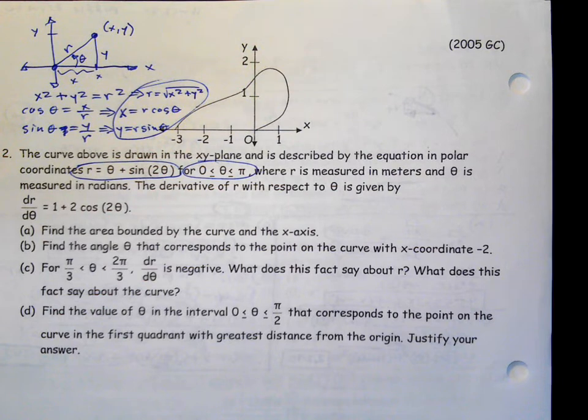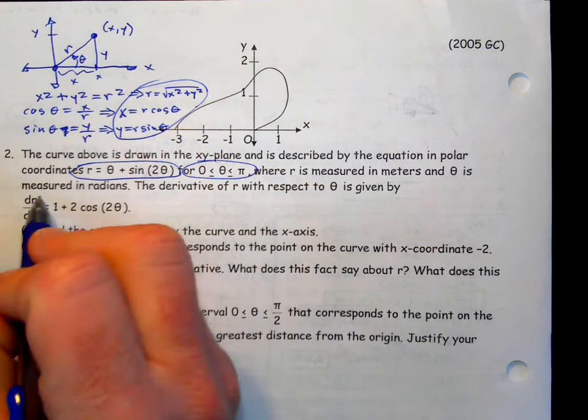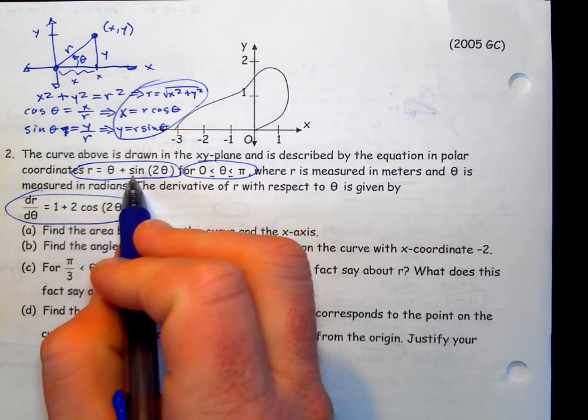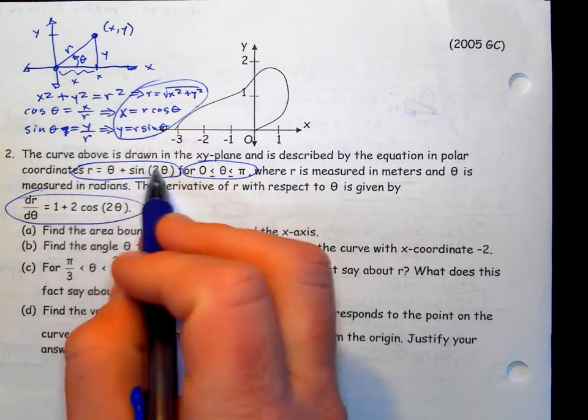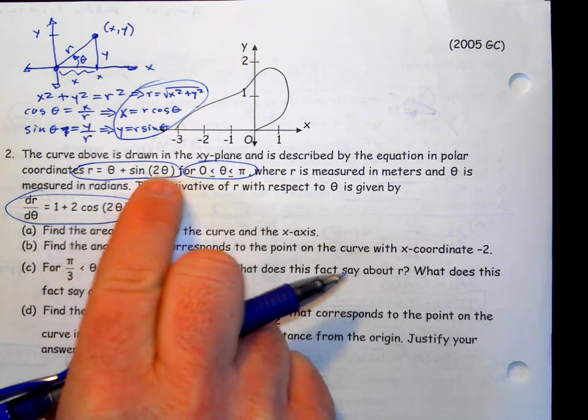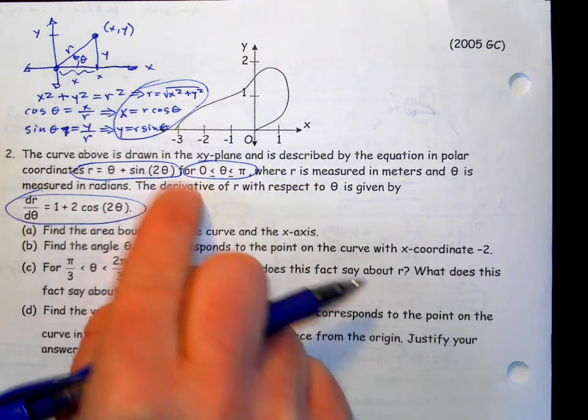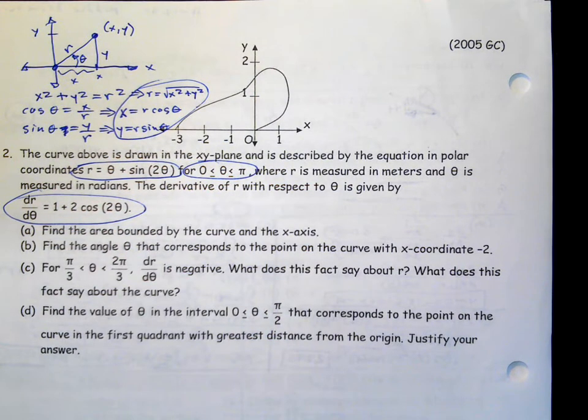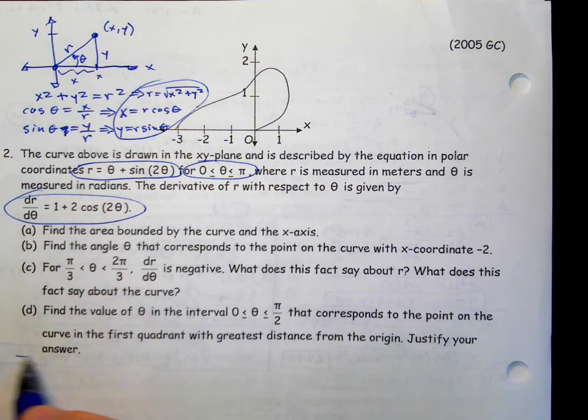The derivative of r with respect to theta is given by this. So they gave us dr/d theta, which we could have done ourselves. Derivative of theta is 1. Derivative of sine is going to be cosine 2 theta with an extra 2 in front because of chain rule. So they gave us that, but that would have been easy to figure out ourselves. Now, part A says find the area inside the polar curve.